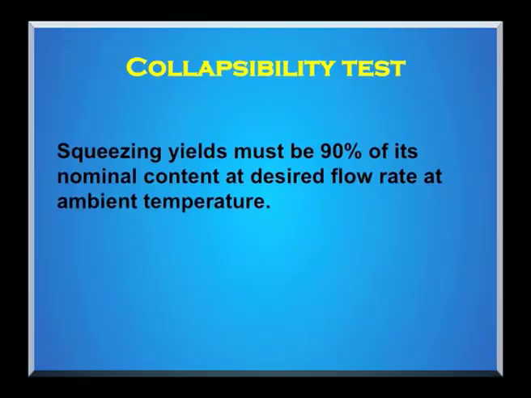Another test is the collapsibility test. This test is basically performed on those containers which need to be squeezed for product withdrawal. Squeezing must deliver 90% of its nominal content at the desired flow rate at ambient temperature. The next test is the physicochemical test. In this test, the plastic materials are extracted and the extracts are evaluated.